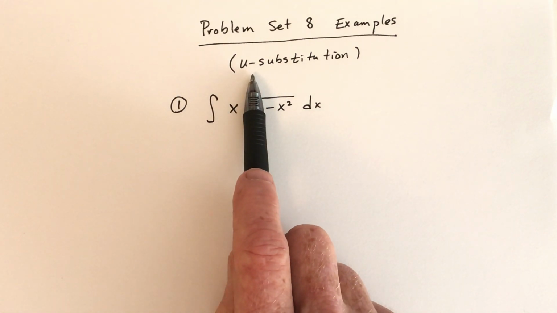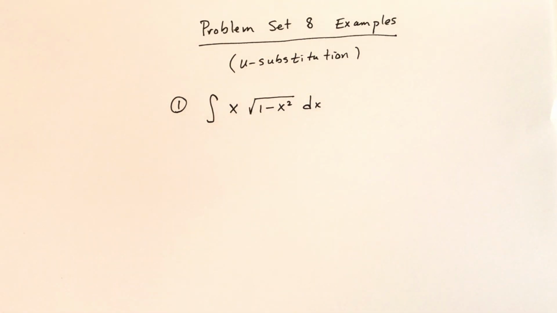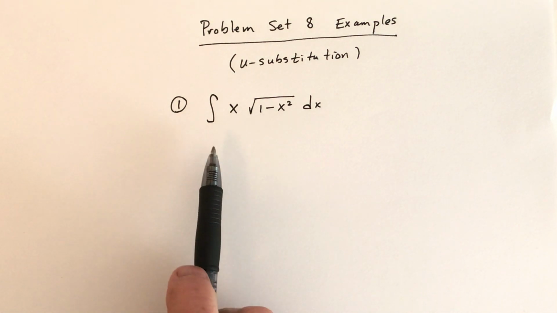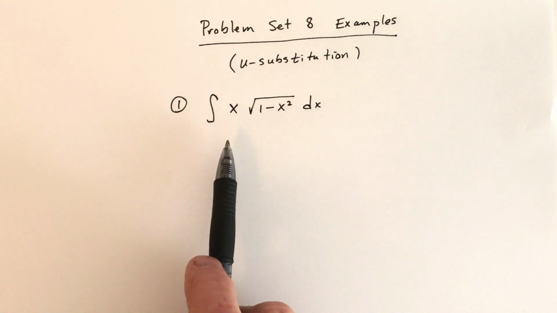This first page on the problem set is mostly about U substitution, so I'm going to do some examples like that. The first one right here, like the first one on the problem set, is pretty straightforward.